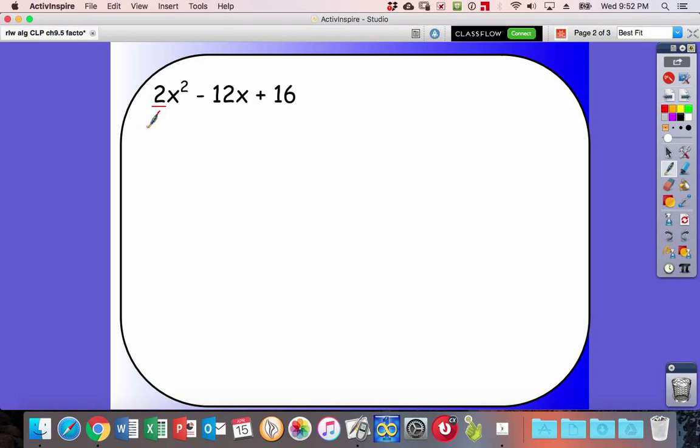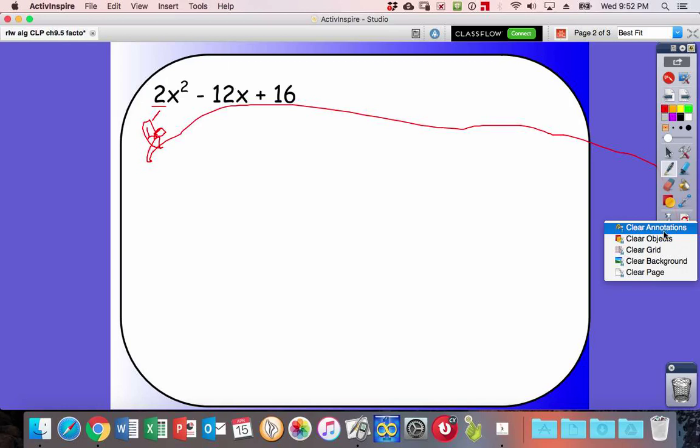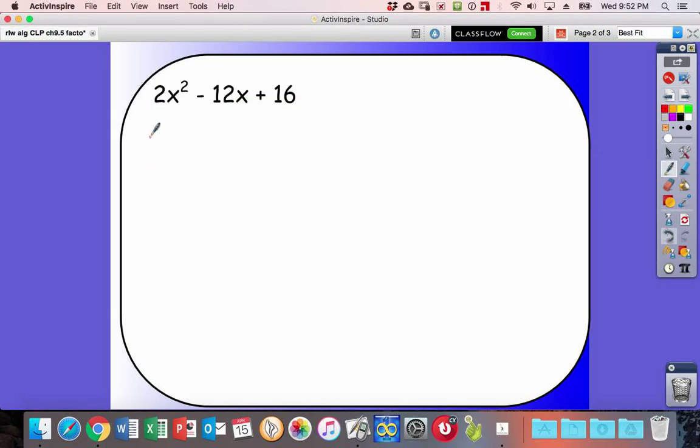Let me get my pen going again. Boy, my pen's really excited here. Let me go try it again. Let me clear my annotation and let's see if I can get it to work.